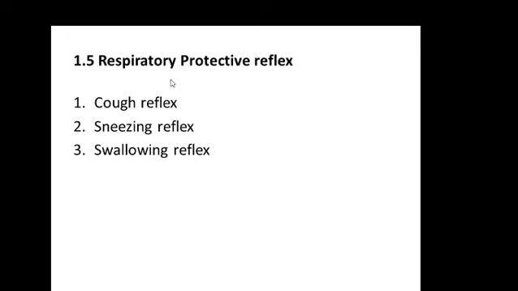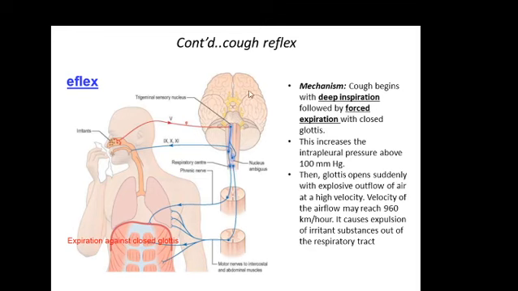functions. There's also this concept called the respiratory protective reflex. These are some of the few reflexes that try to protect the respiratory system. We have the cough reflex, the sneezing reflex, and the swallowing reflex, and many other reflexes. Okay, you know what a cough is, isn't it? Like when I do, that is a cough. It protects the respiratory system. So what's the mechanism of a cough? How does a cough take place?